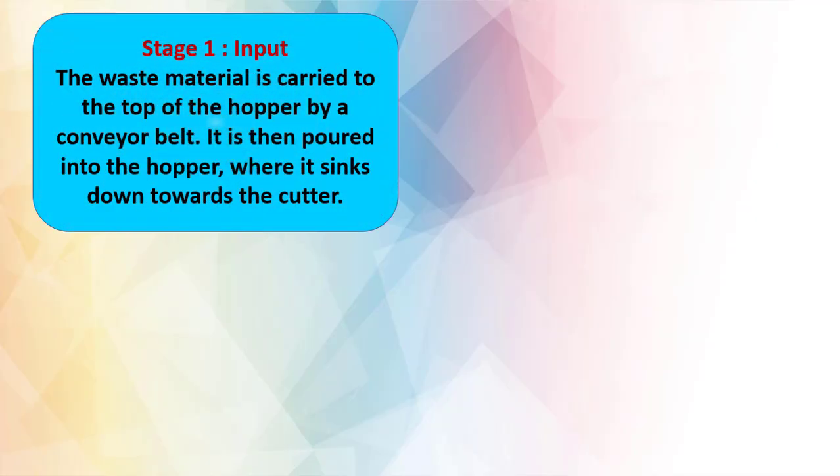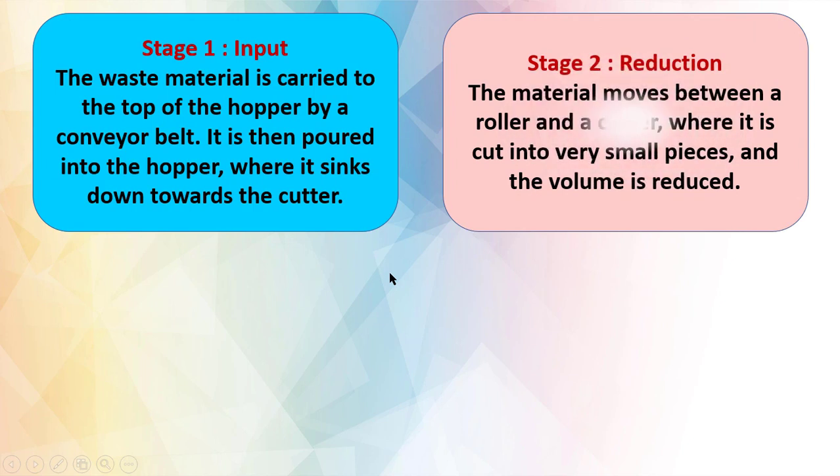Stage 1, input. What happens in this stage? The waste material is carried to the top of the hopper by a conveyor belt. It is then poured into the hopper, where it sinks down towards the cutter. Stage number 2, reduction. The material moves between a ruler and a cutter, where it is cut into very small pieces and the volume is reduced.